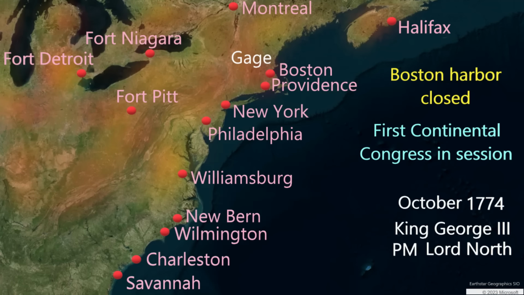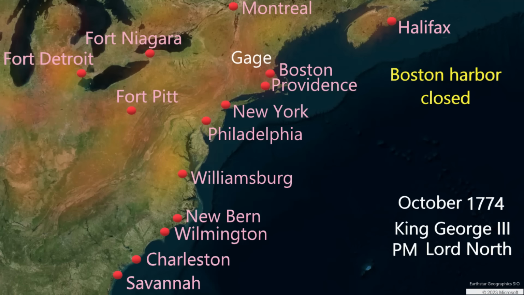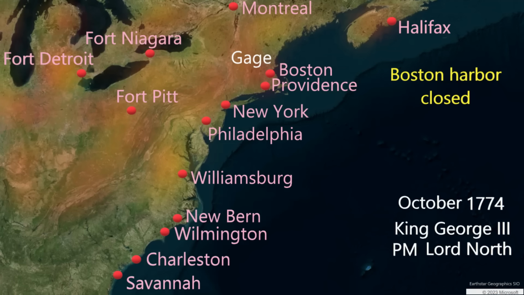October 1774. The First Continental Congress adjourns in Philadelphia. However, the Congress decides to meet again in the spring if the situation is not resolved. Also in October, Thomas Gage dissolves the Massachusetts legislature. Gage realizes he is isolated in Boston. Across the countryside, important offices like sheriffs and judges are now loyal to the Continental Congress.